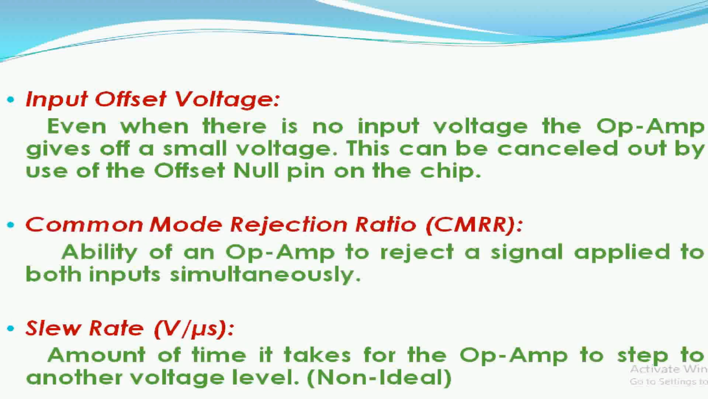And we'll come to know the common mode rejection ratio. What does the CMRR indicate? These are all terms related to the op amp. It is the ability of an op amp to reject a signal applied to both inputs simultaneously. And the slew rate is the amount of time it takes for the op amp to step to another voltage level.